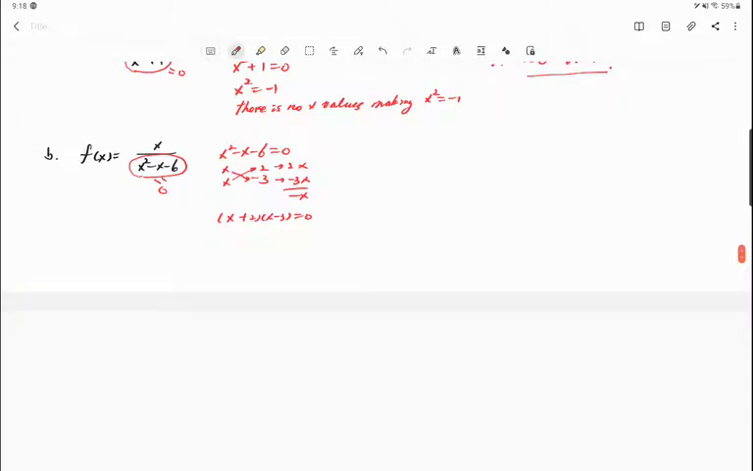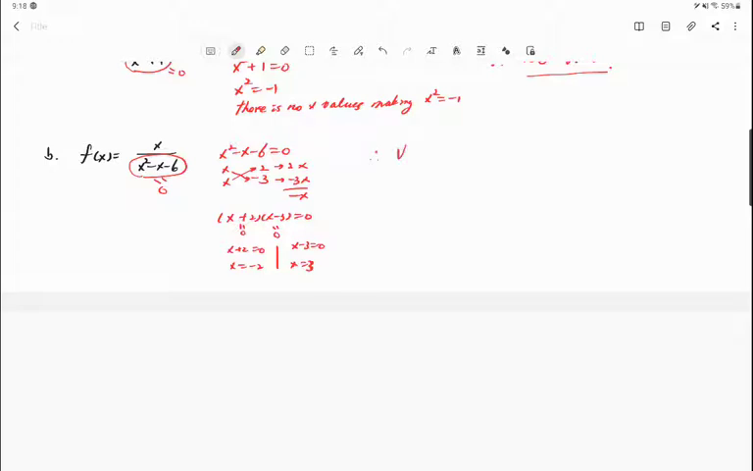So the product of this binomial is 0, so set each factor equal to 0 so that we can find x values, right? So x is negative 2, and from the second factor, x equals 3. So we found two x values. So if x is negative 2 and 3, then the denominator will become 0, right?